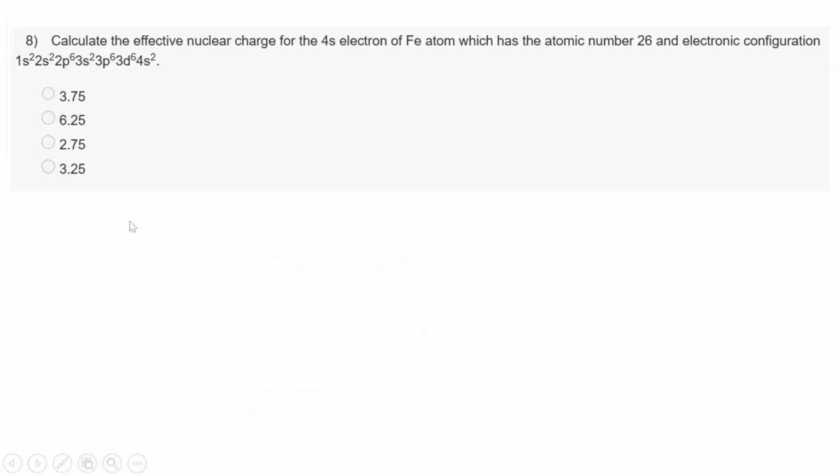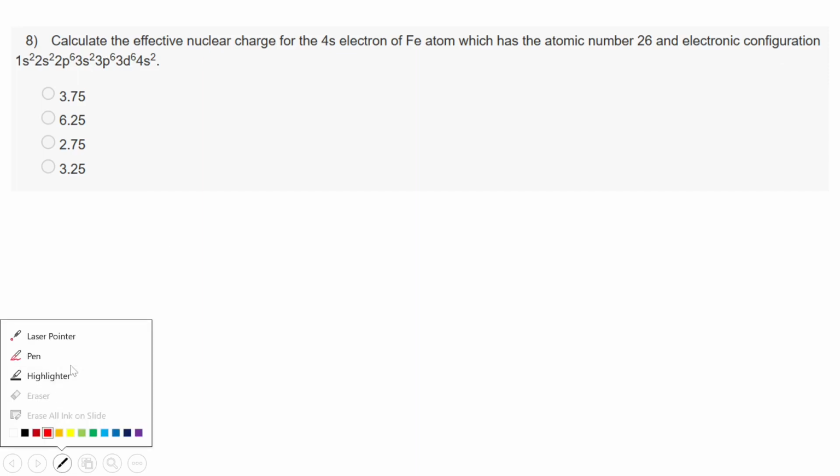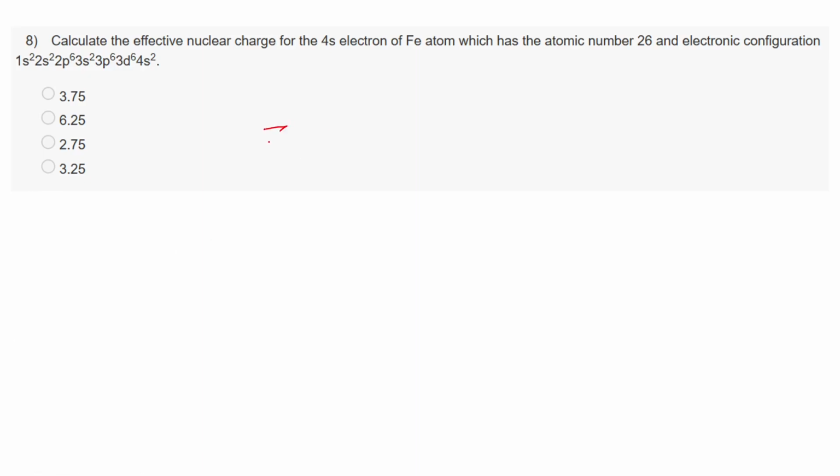This is a practice problem for Slater's rule. Calculate the effective nuclear charge for the 4s electron of the Fe atom, which has atomic number 26, in its electronic configuration. Essentially, you have to calculate the effective nuclear charge. The formula is Z star equals Z minus sigma. Sigma you have to calculate by Slater's rule. Z is already given, 26. So we will be calculating Z star. I'll give you 5 minutes to calculate and you can put it in the chat box. We are looking at this quantity, Z star. Which option is the right option?